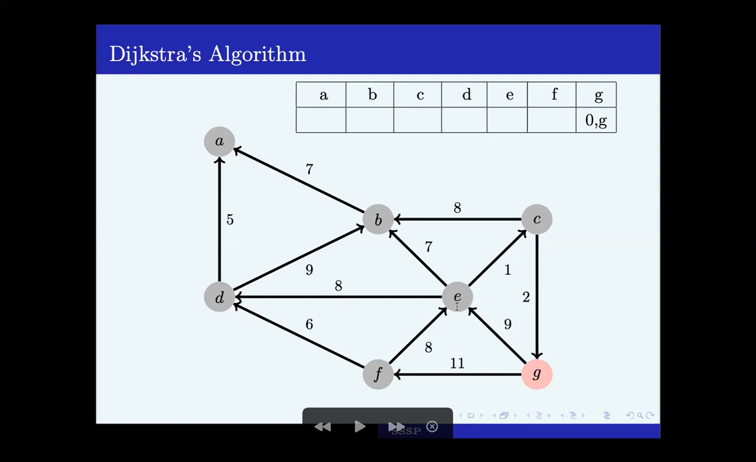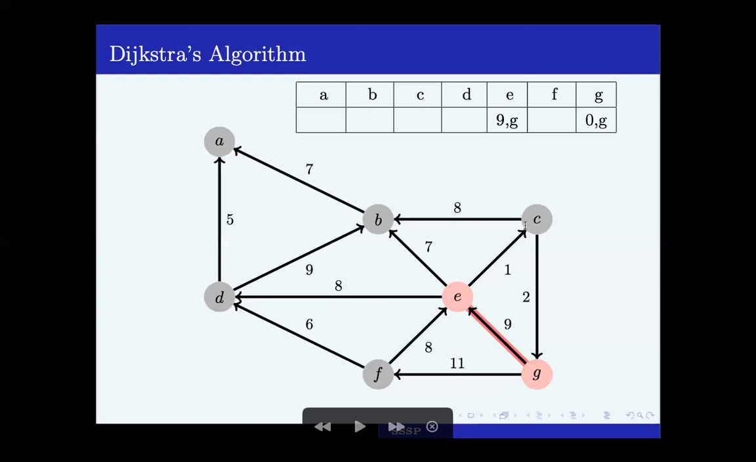So that means the next thing I add into my boundary is E. E is one thing I've added to my boundary, and I have reached there with cost 9. I also maintain how I reach it: I reach it from G. At this point, my boundary is E and G. Let's try to update the costs of paths to everywhere.